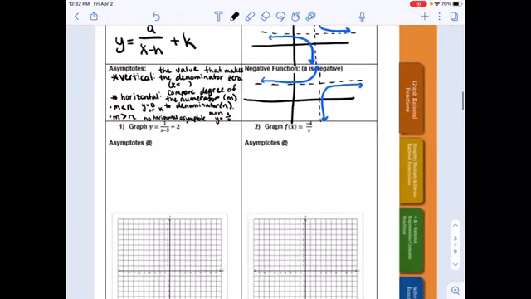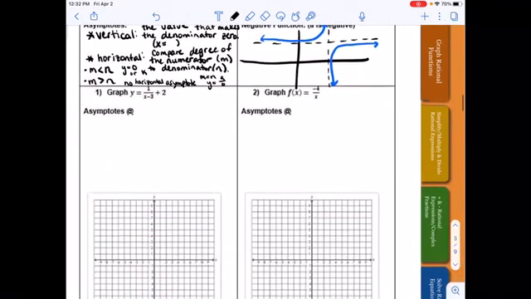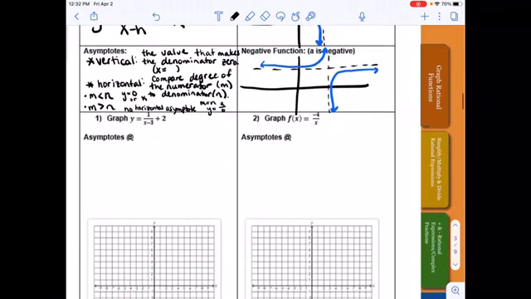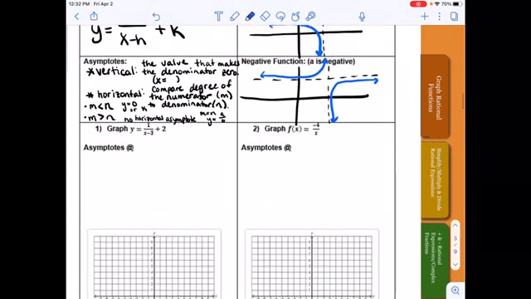So we are going to practice graphing. We have graph y equals 1 over x minus 3 plus 2. So first of all, let's check our a value. So our a value is positive. We'll use that in just a minute.